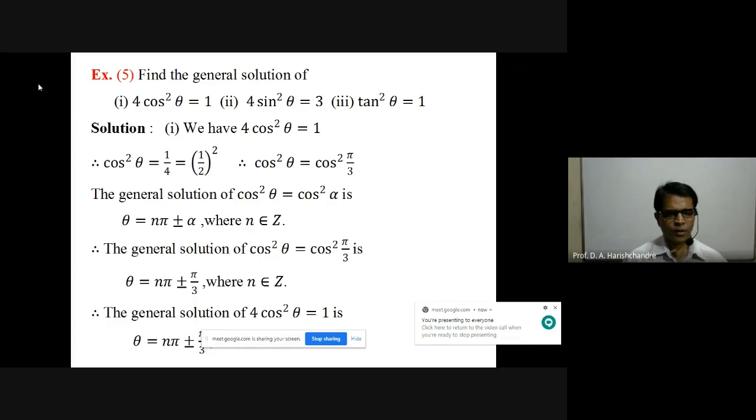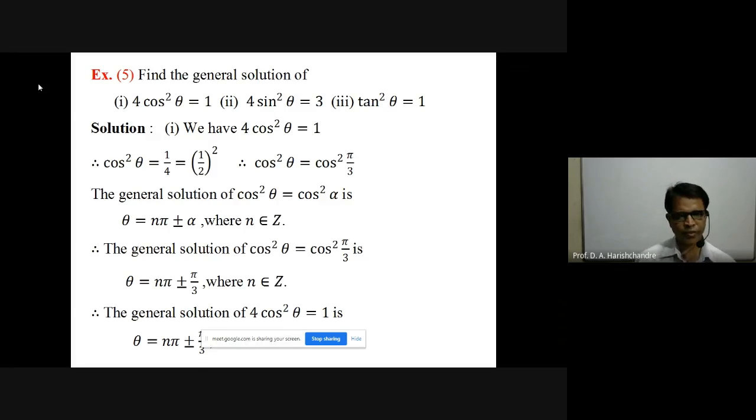Hello students, today we are going to discuss the remaining part of the trigonometry functions. Let us continue it next. Let us start with example number 5.